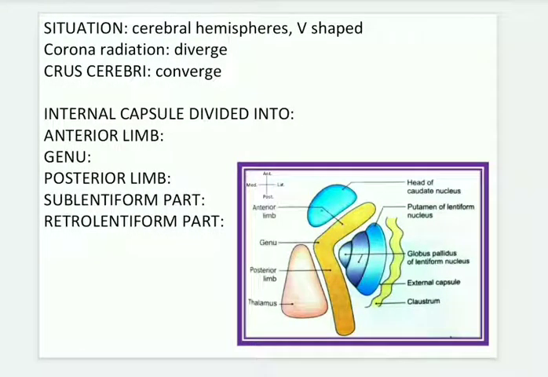So what does it mean, what is its situation, what are the parts present in it, and what is the blood supply and its applied anatomy in short? First we know the situation.